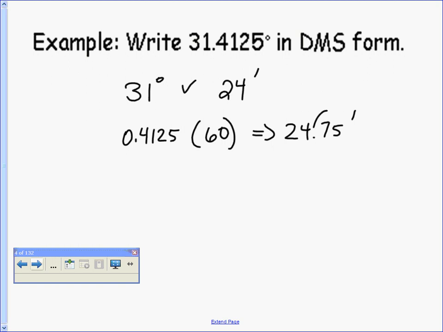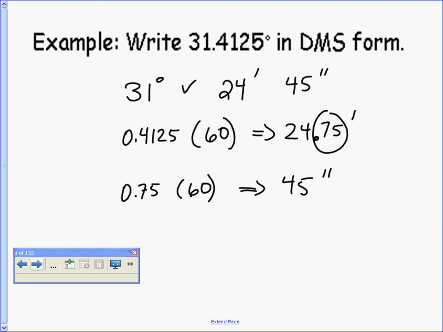Now we're going to take that 0.75 part that we have to find our seconds. And we're going to again multiply by 60 because there are 60 seconds in any 1 minute. And when we multiply that, we get 45. And so that's 45 minutes. I'm sorry, 45 seconds, not 45 minutes. So our DMS form is going to be 31 degrees, 24 minutes, and 45 seconds.